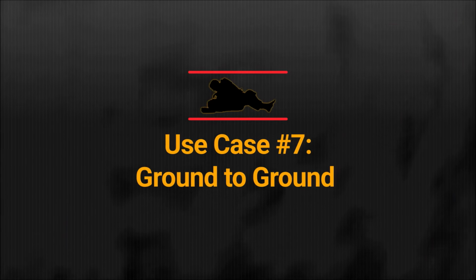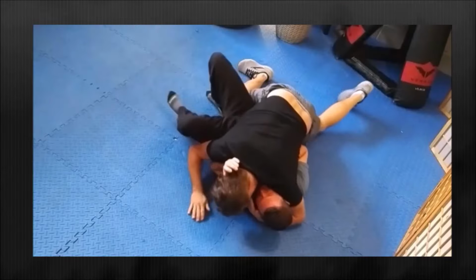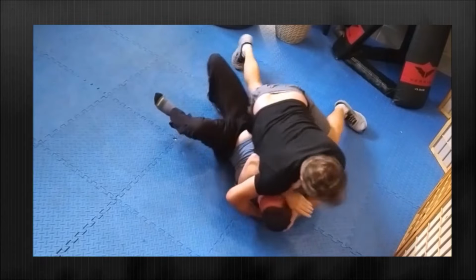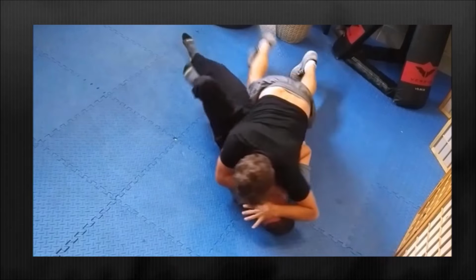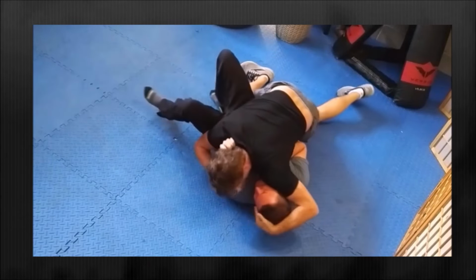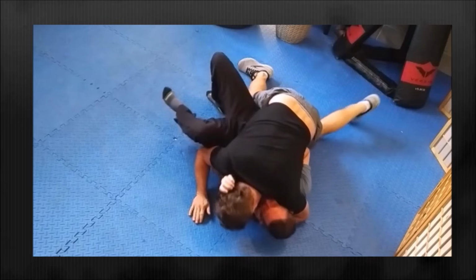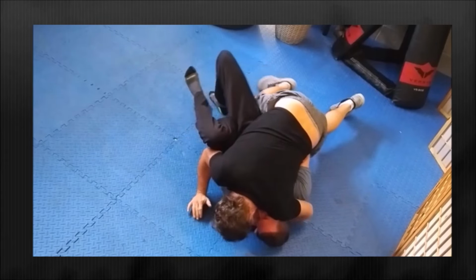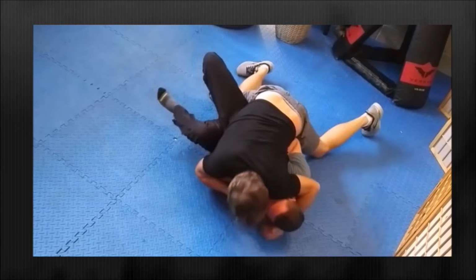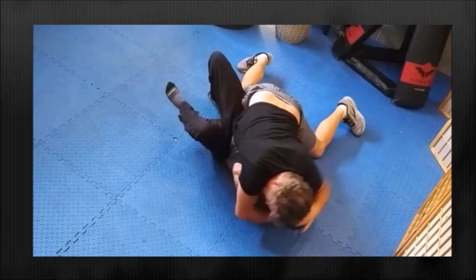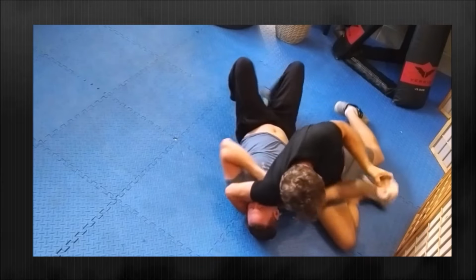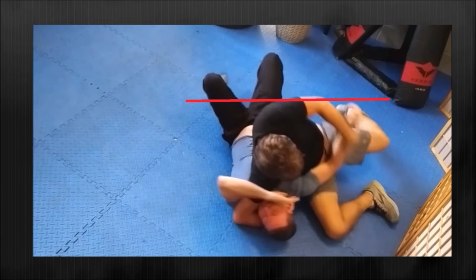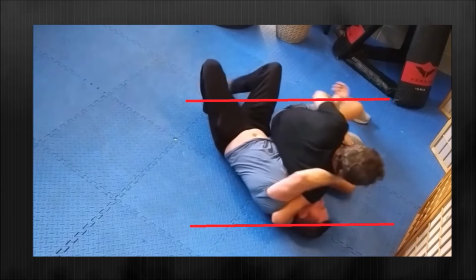Use case number 7. Ground to ground. Scott and Sean are rolling using Jiu-Jitsu. Jiu-Jitsu is the quintessential art for wrestling on the ground. Scott is on top, Sean is bottom. This illustrates the ground-to-ground pathway with one man on top and the other on the bottom, giving us the top and the bottom of the envelope.